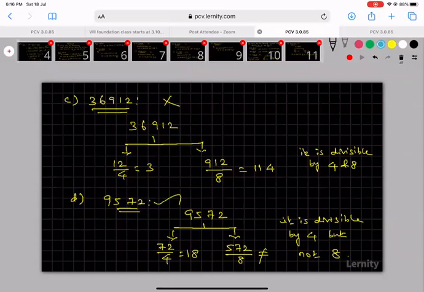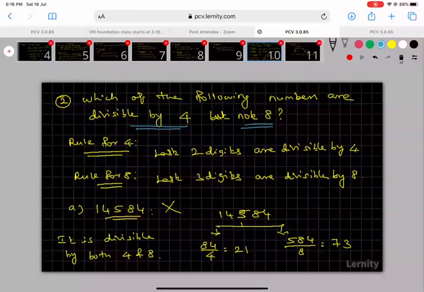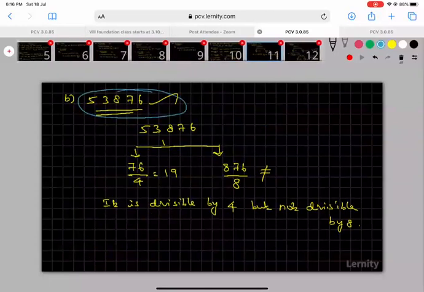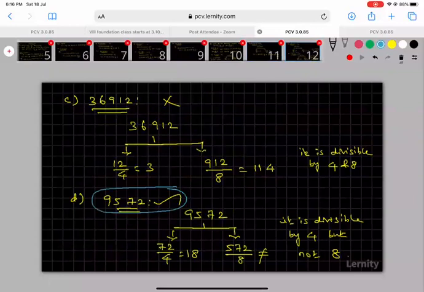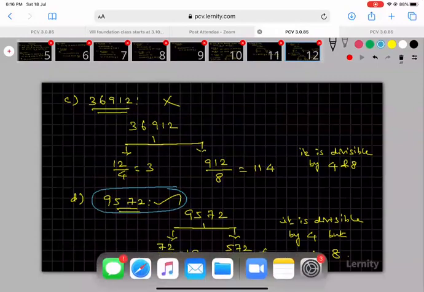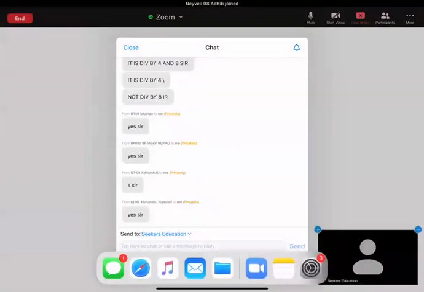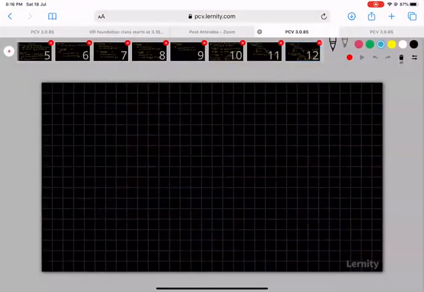So previously you see, sir, which one is satisfying? This is satisfying, problem number B. Okay, now it is true. Any doubts in this slide? Shall I move to problem number E and F? Okay, thank you. So I will move to the next slide.